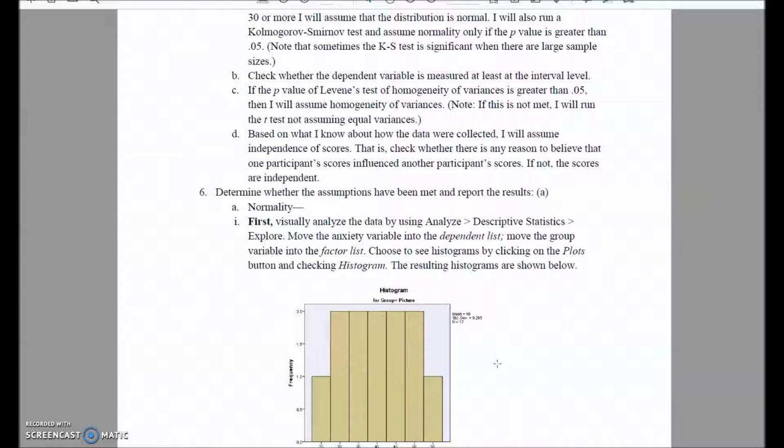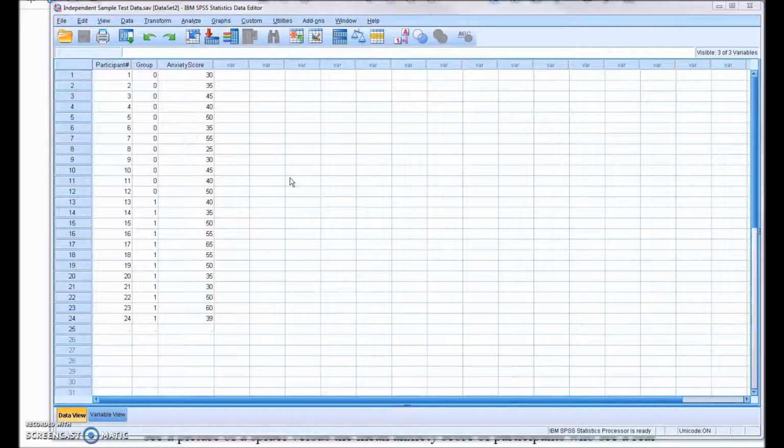So let me open up my SPSS file. So here is the data set in SPSS. As you can see, we have the participant number, and we had 24 participants, and we have 0 and 1.